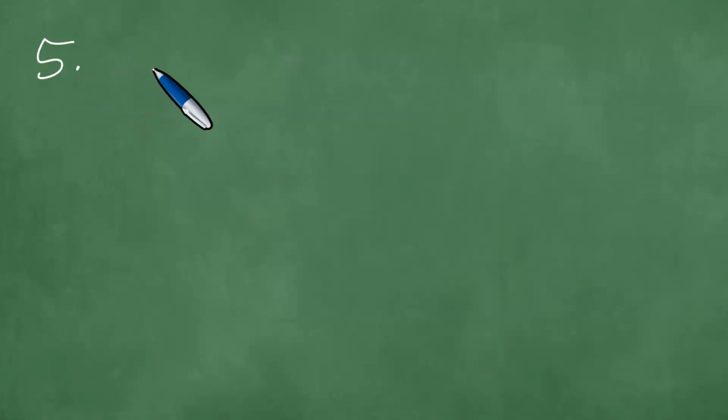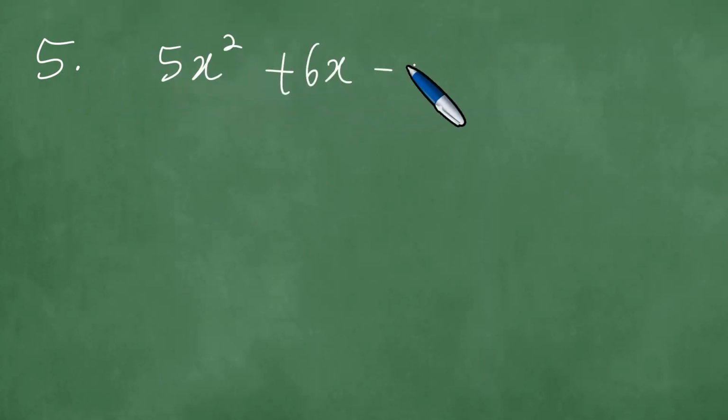So what about if we give this particular question? Five x squared plus 6x minus 7 equals 0. What are the values of x here? Anyone?